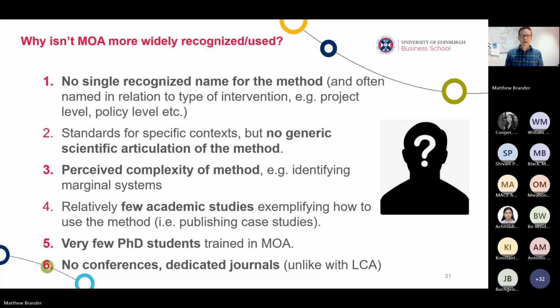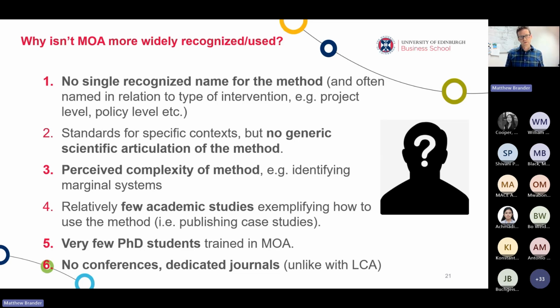And then, yeah, just a few other thoughts on factors that might be holding back this method. One is the thing that I mentioned at the beginning, that there's no single recognized name for the method. And names are important. I think if you have a clear recognized name that is largely descriptive of the method, that can be very impactful in terms of dissemination and increasing understanding. So that's one potential issue.